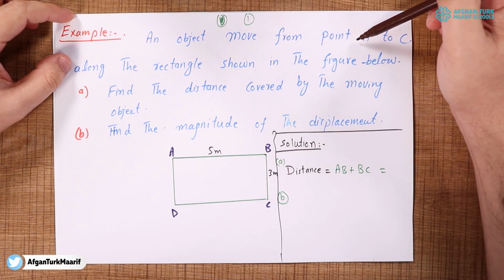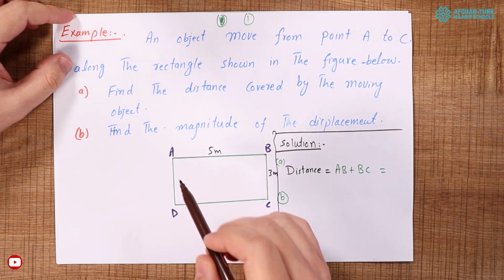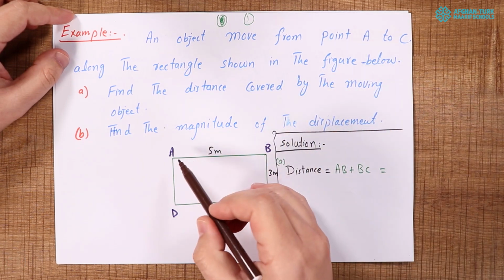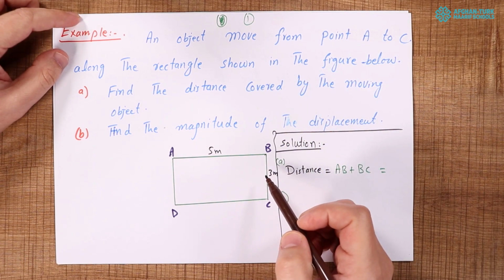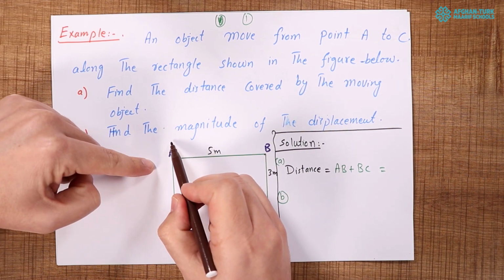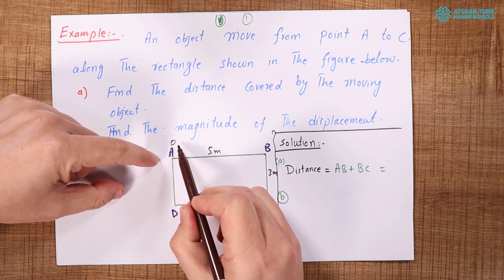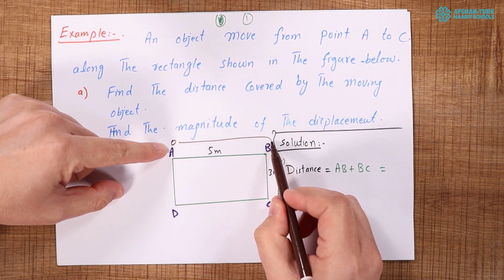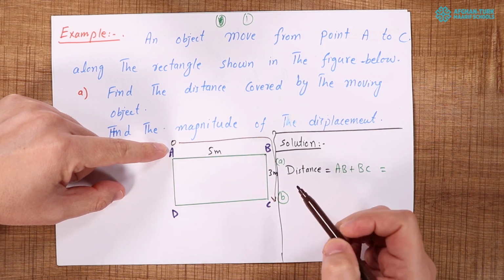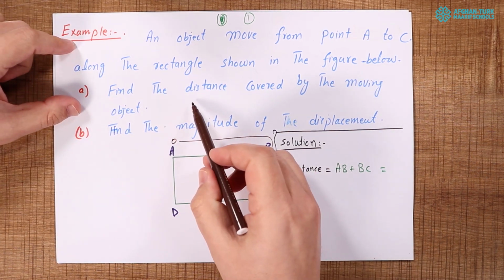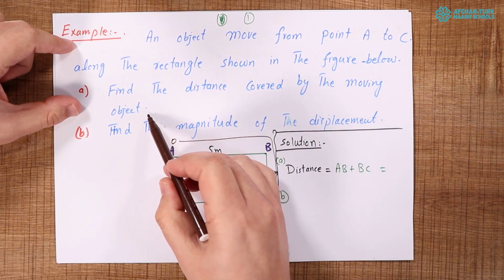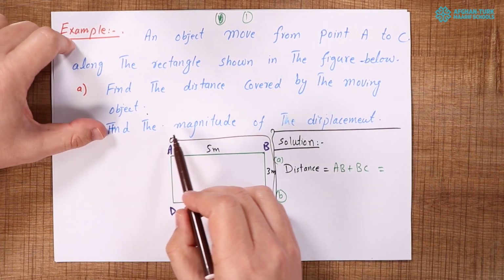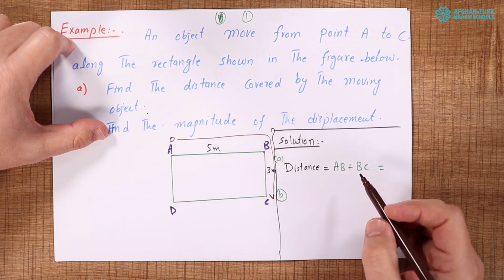An object moves from point A to C along the rectangle shown in the figure below. Here the rectangle is given. Let's suppose here is one object and it moves from A to C like this. They ask the question: first part, find the distance covered by the moving object. The second part, find the magnitude of the displacement.